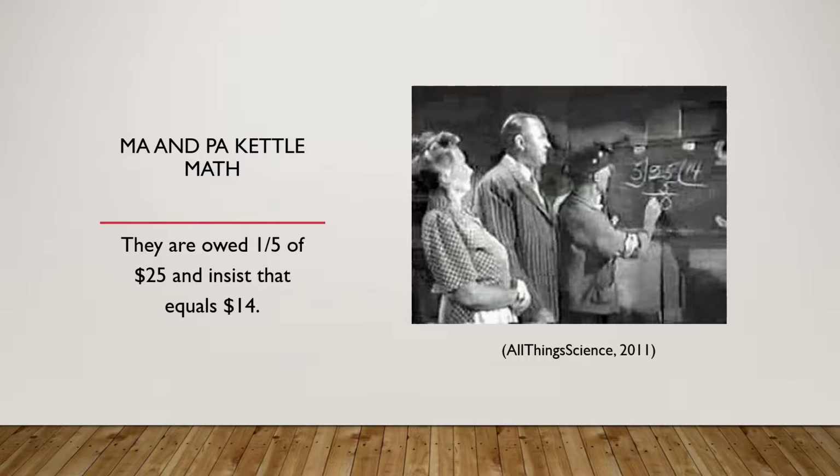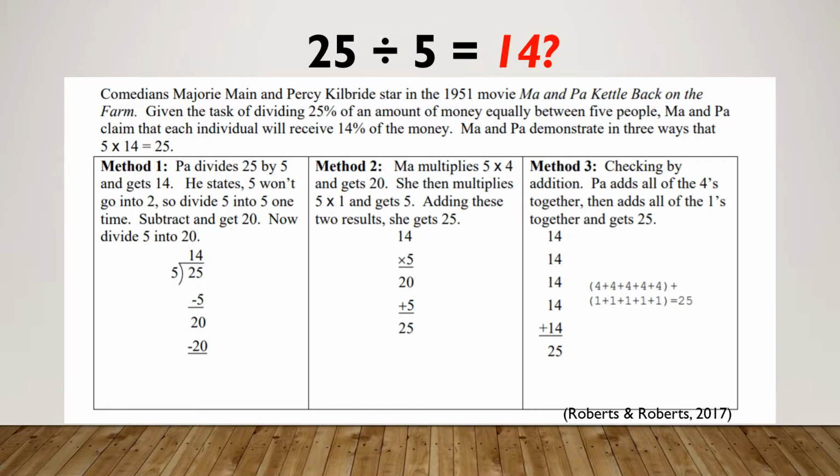Here, they have earned 1/5 of $25 and have come to collect their money. The man in the middle of the picture is prepared to give them their $5, but Ma and Pa Kettle just shake their heads. They know, no, they insist they are owed $14. In fact, they will prove it. And the remarkable thing is they do. In fact, they prove it 3 different ways. Can you imagine that there really is 3 different ways to prove that 5 times 14 equals 25?